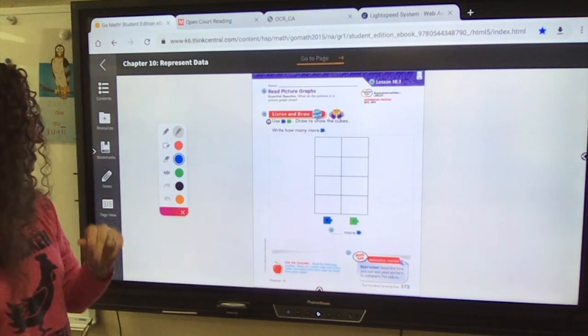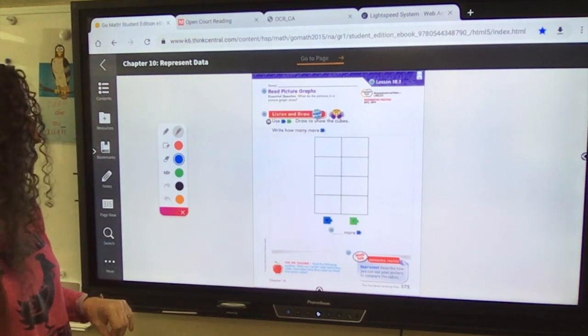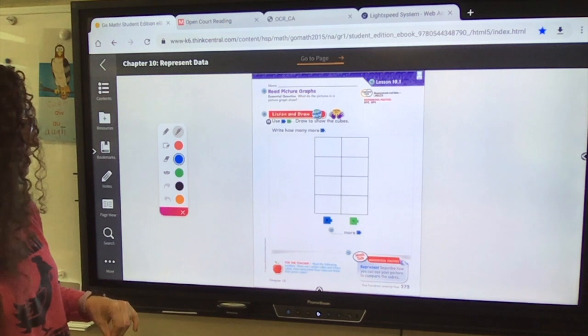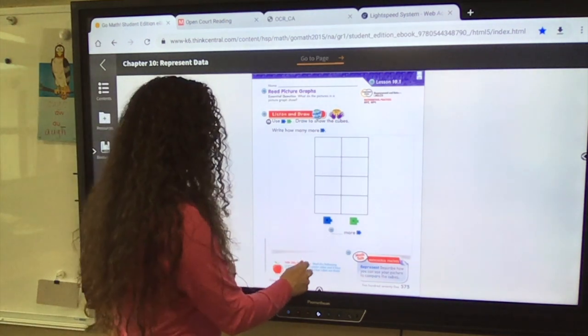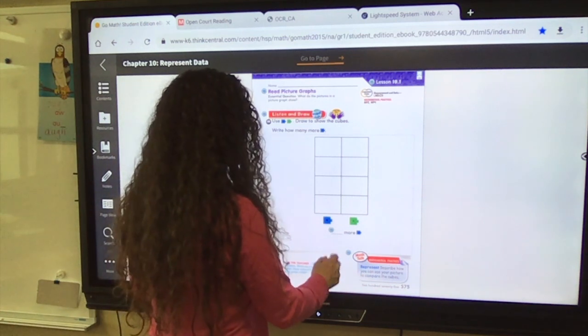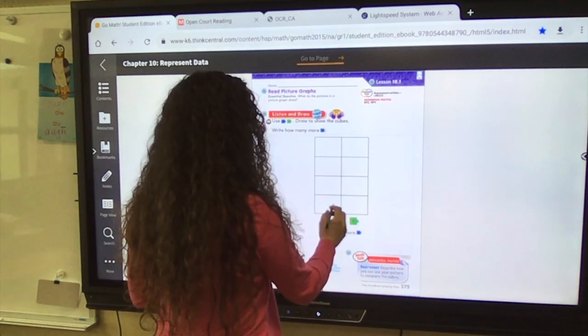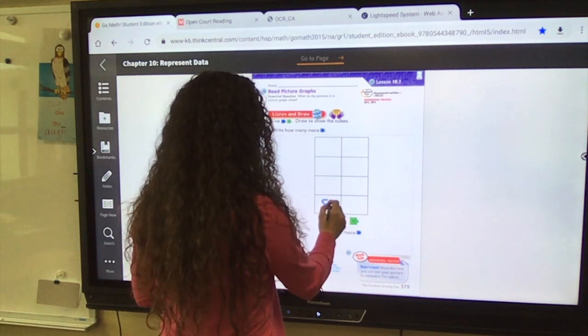So there are 2 green cubes and 4 blue cubes. How many more blue cubes are there than green cubes? So how can we show that? So how many blue? It says 2 green and 4 blue. So let's do our blue first. So I'm going to do 1.